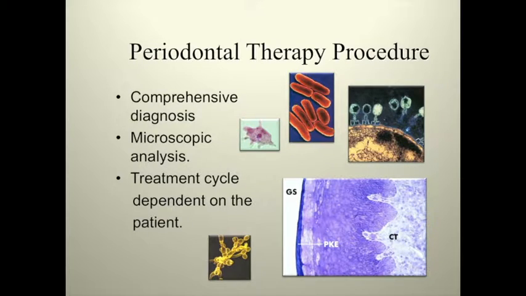So when we do periodontal procedures, we look for a comprehensive diagnosis, maybe a microscopic analysis, and a treatment cycle. In dental school, what do we treat? A quadrant a week if we're lucky. So it all depends on what the patient can handle.